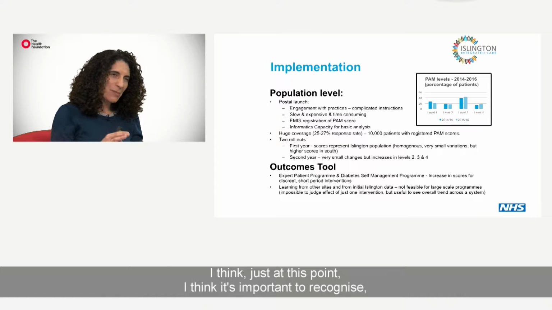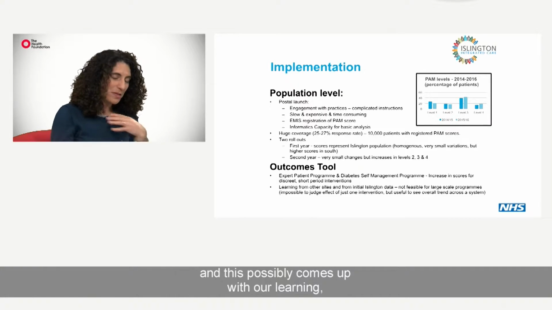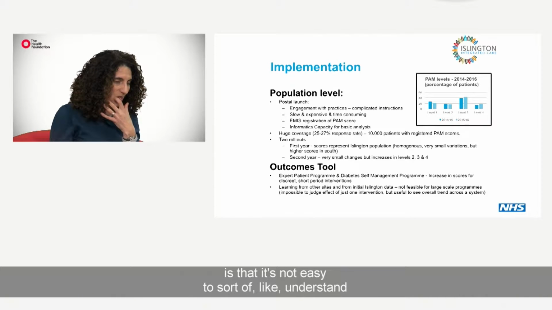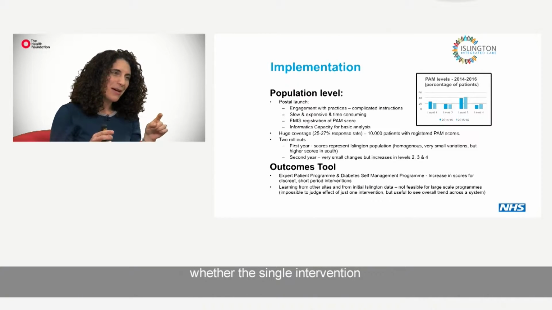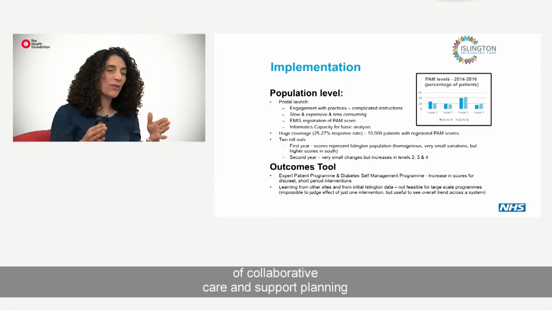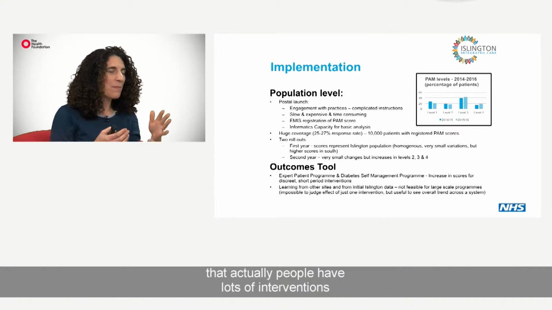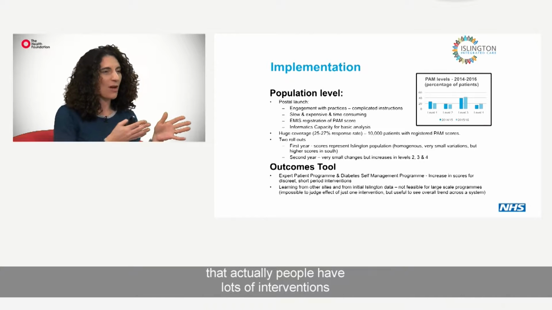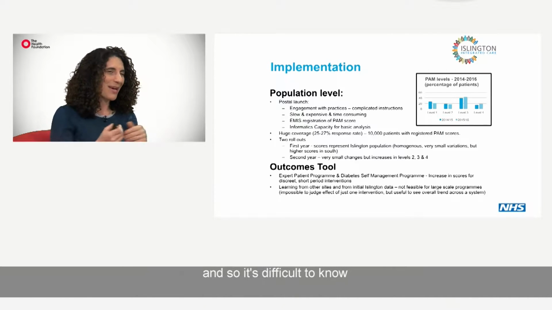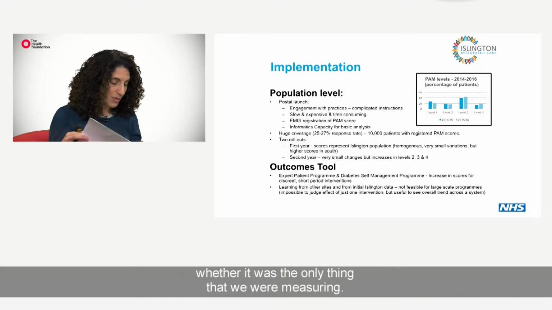I think at this point it's important to recognise, and this possibly comes up with our learning, that it's not easy to understand whether the single intervention of collaborative care and support planning was the only intervention we were measuring. People have lots of interventions over the course of the year, so it's difficult to know whether it was the only thing that we were measuring.